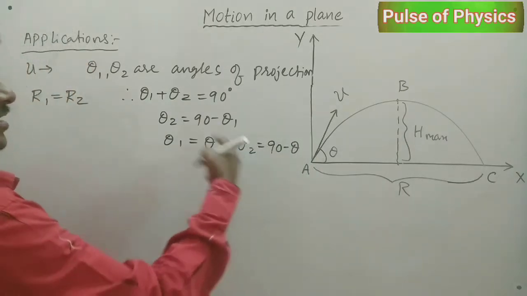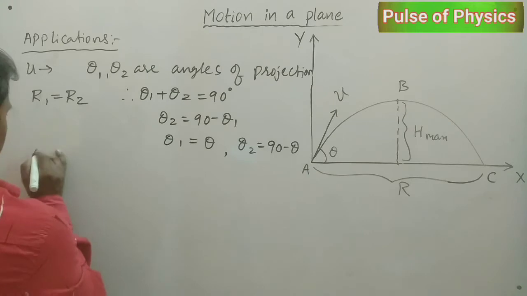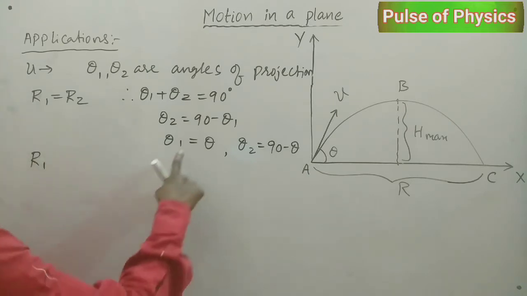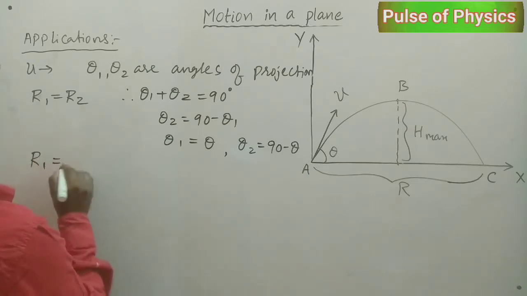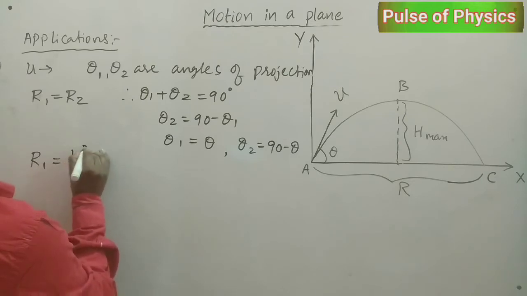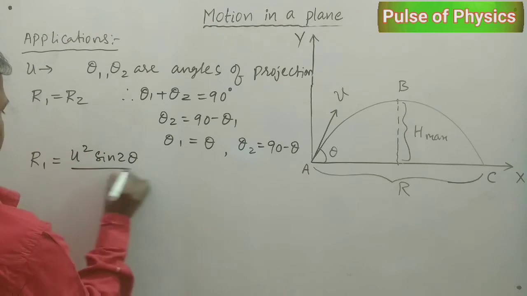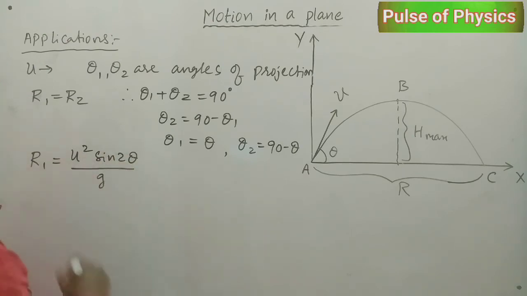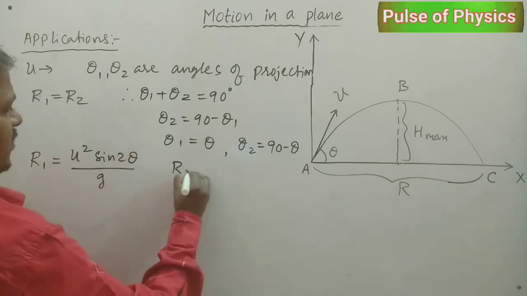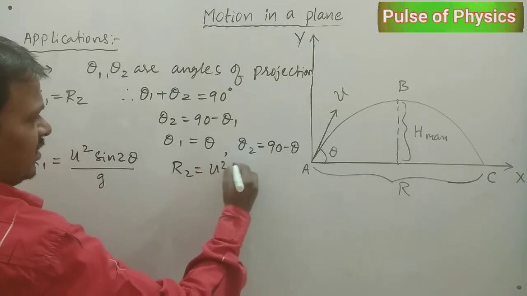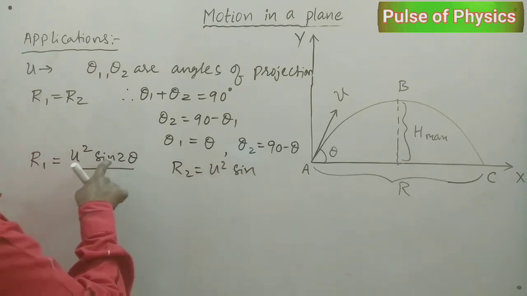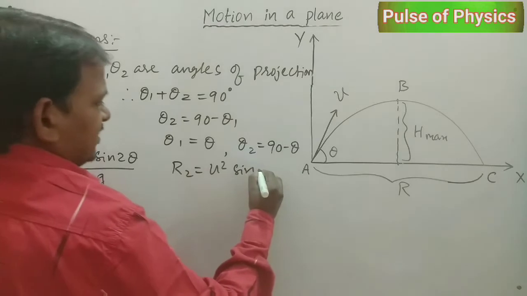Let us see the range formula. R1 I am finding. The body is projected with angle theta. From this formula, range is u square sin 2 theta by g, where the angle is theta. R2 is equal to u square sin 2 into (90 minus theta).